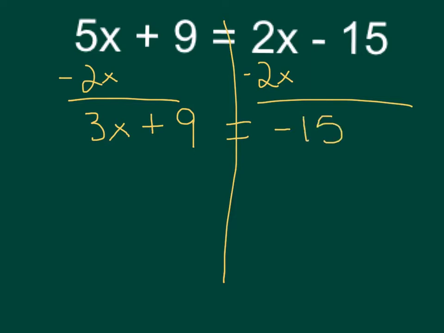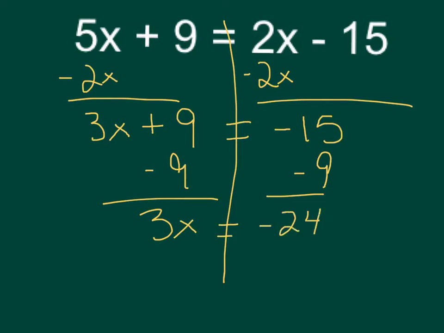Okay, our next step, now we have a two-step equation, our next step is to move the plus 9. I'm going to move that by subtracting. Okay, so 9 minus 9 eliminates and goes away, so I'm left with a 3x on the left side of my equal sign, and negative 15 minus 9 is negative 24. Our last step is to divide both sides by 3, so we're left with x equals negative 8.